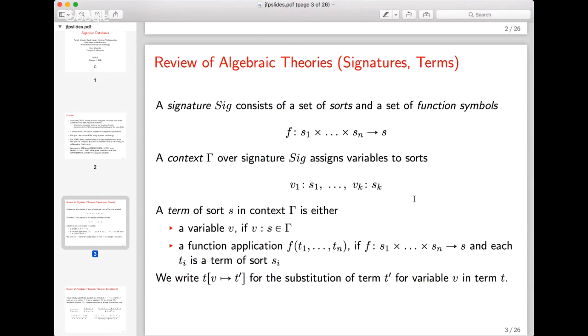A context for a particular signature is just an assignment of variables to sorts, and a term is basically what we can write using variables and these function symbols. In particular, a term is either a variable or a function symbol applied to some terms such that the typing works out. The sorts that are assigned to the function symbols can be thought of as typings.